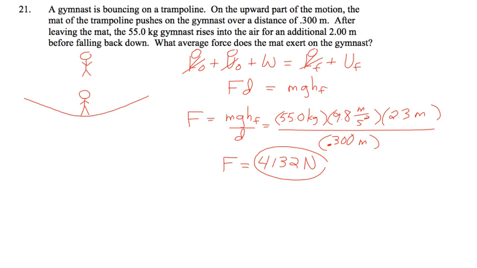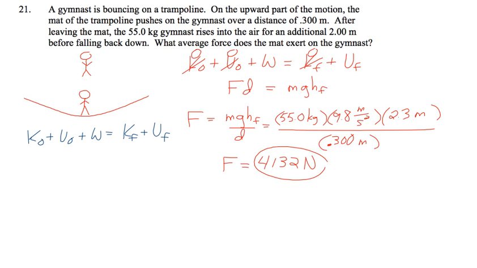Okay, let's say I wanted to figure out what was the speed of the gymnast when they left the mat. So I'm going to do this in a different color, and I'll do it over here. I'm going to begin with KO plus UO plus W equals KF plus UF. But now I'm going to do it for the time period between when they were there and when they leave the mat. So from there to there. And I want to solve for the velocity that that person leaves the mat at.